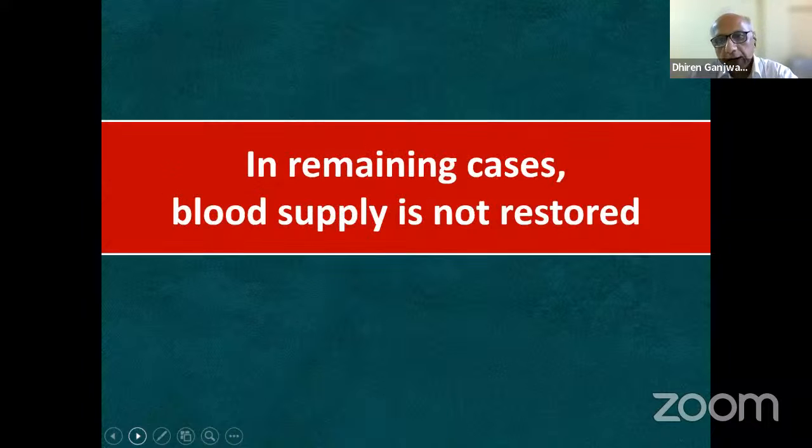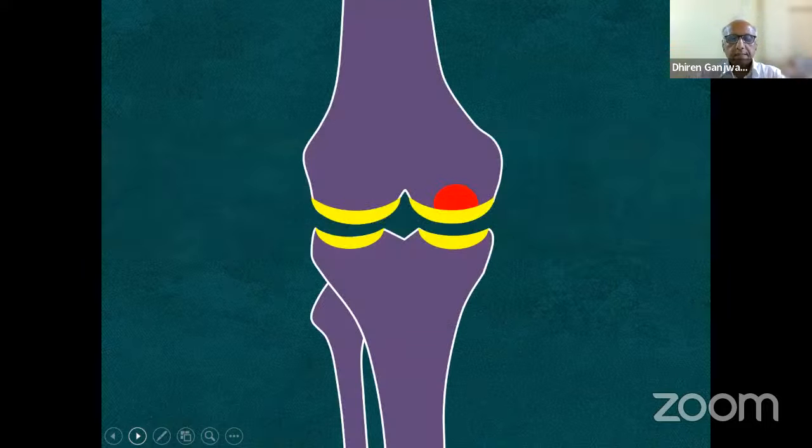However, in around one-third of the patients, the blood supply is not restored fully, even with 2 years' time. And in those patients, the problem remains. And those are the patients where we need to treat them.